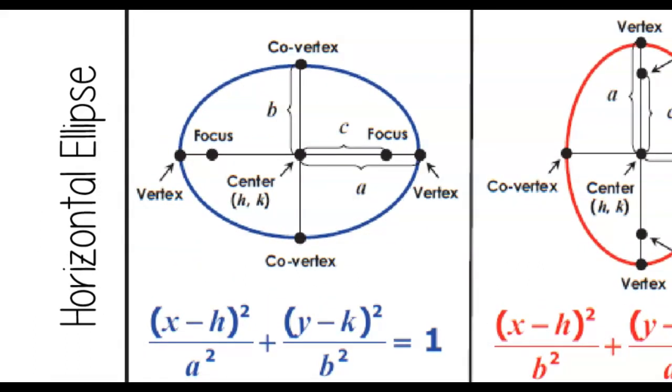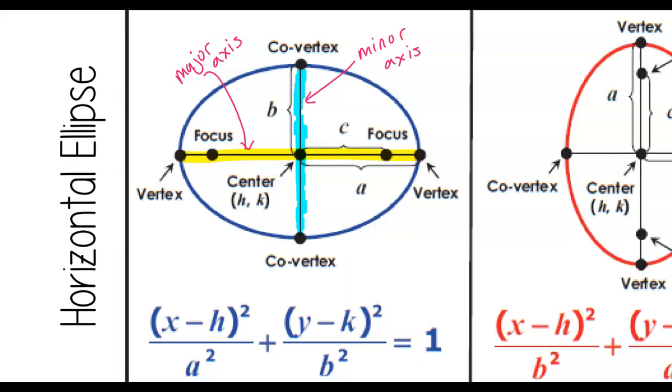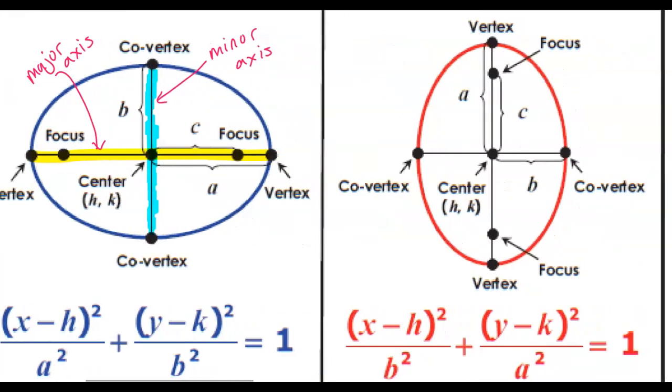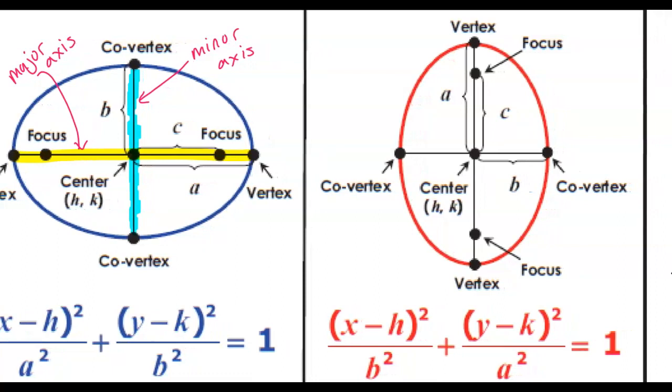So if we're looking at this ellipse, there are two axes. There is the major axis, which is the longer axis. And there is the minor axis, which is the shorter axis. Now, if we have our major axis being horizontal, the longer length is horizontal, this is what makes it a horizontal ellipse. Whereas if the major axis, the longer axis is vertical, then it is a vertical ellipse.